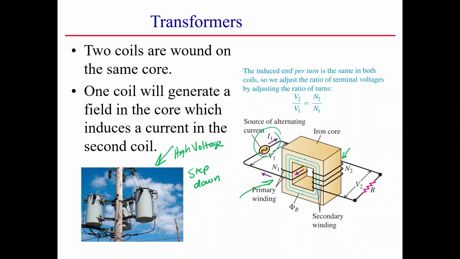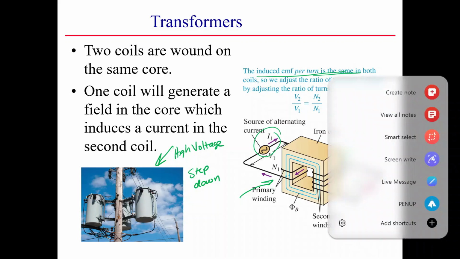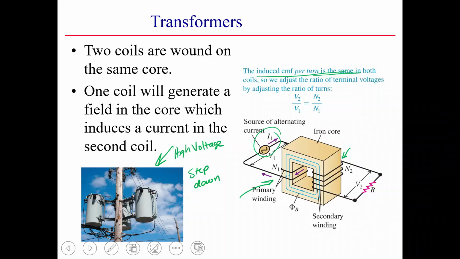Because we're getting this induction here, the induced EMF is the same in both of the coils, because the induced EMF has to be the same for both of the voltages. So what ends up happening is you get this ratio here. Your V2 is your voltage across one of the wires, and N2 is the number of turns. V1 is your voltage across the other one, and N1 is the number of coils.